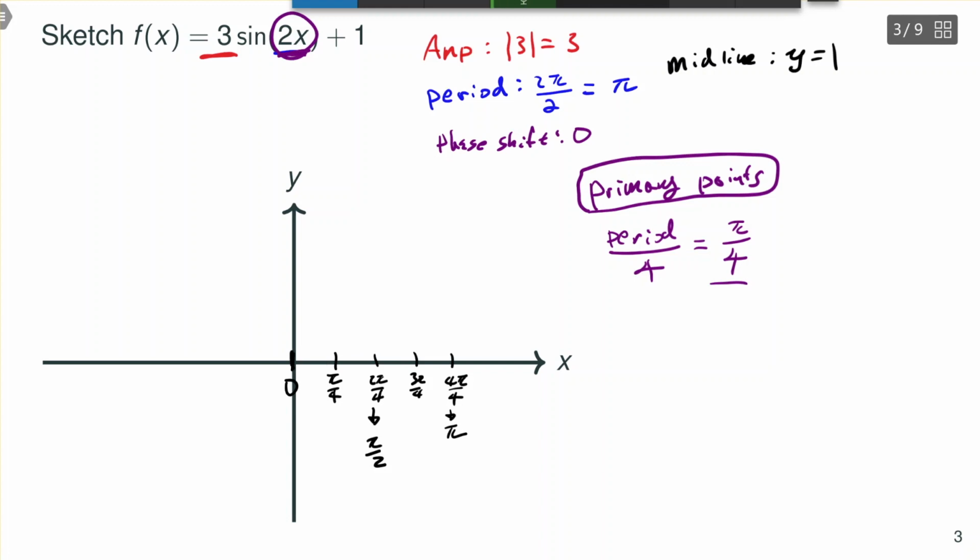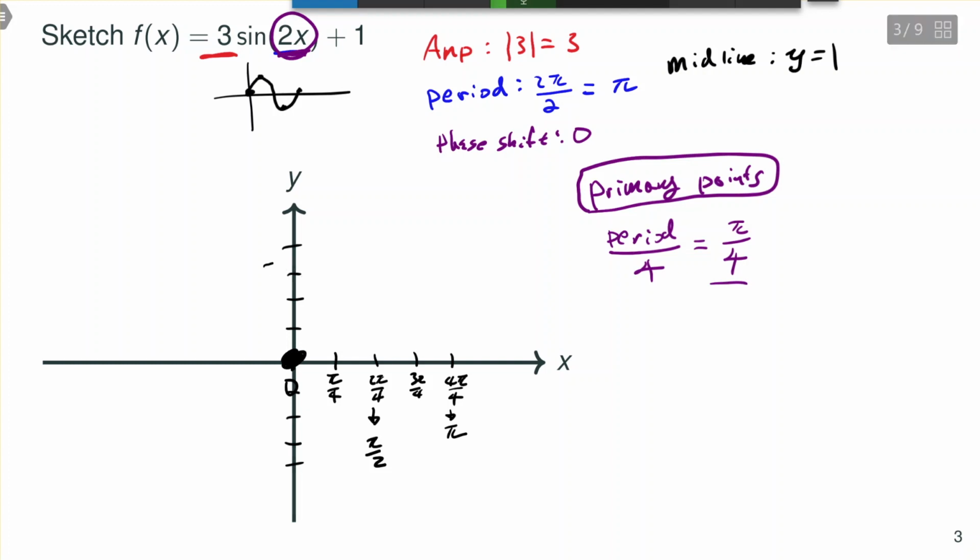And then let's mark our amplitude. 1, 2, 3, 4, negative 1, negative 2, negative 3, negative 4. So amplitude is 3. So I'm going to sketch without the midline for now. We know that the sine graph has this shape. It starts at 0 in one period. So we're going to start from here.